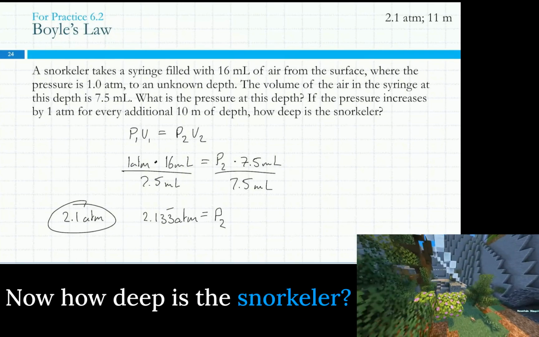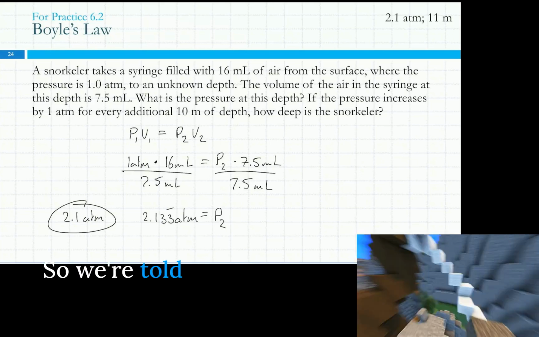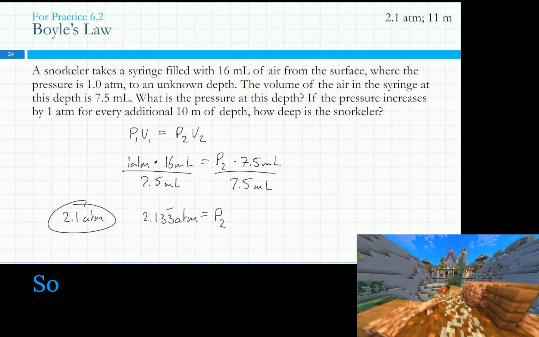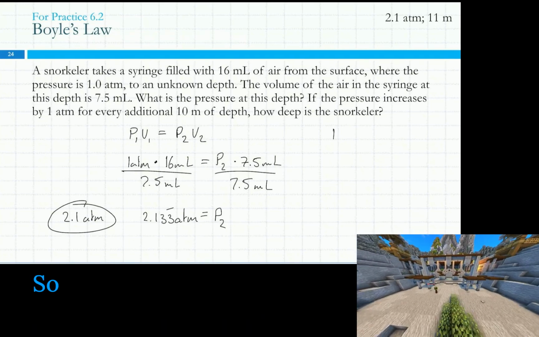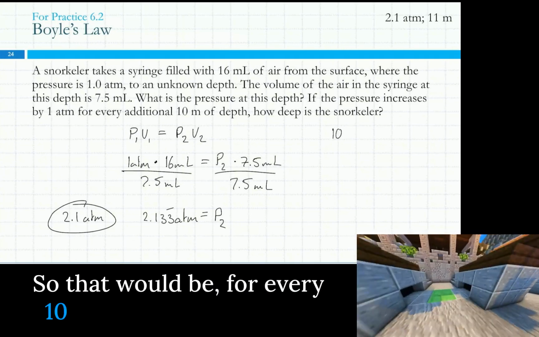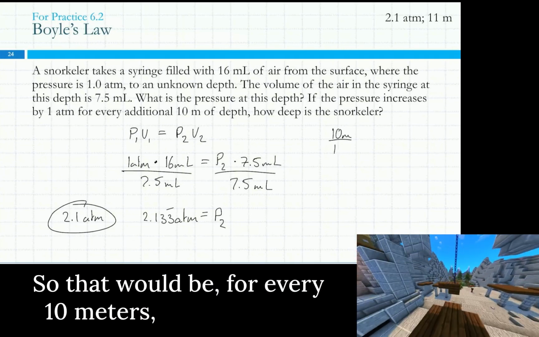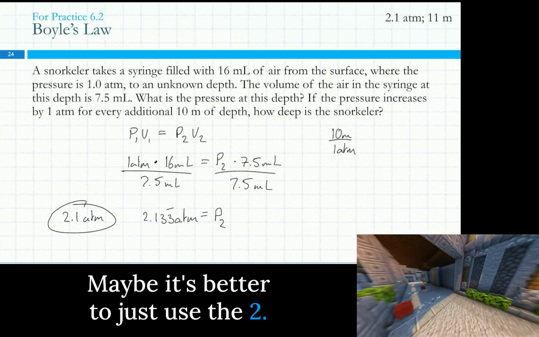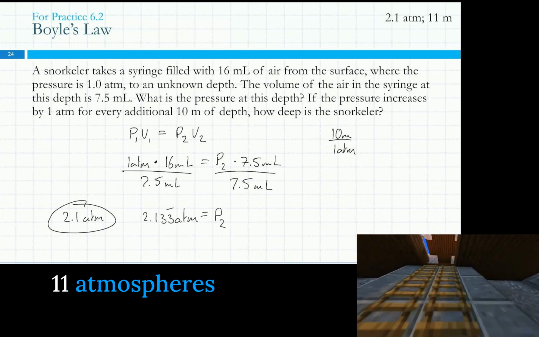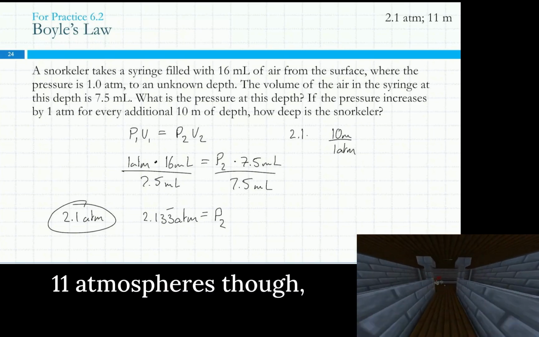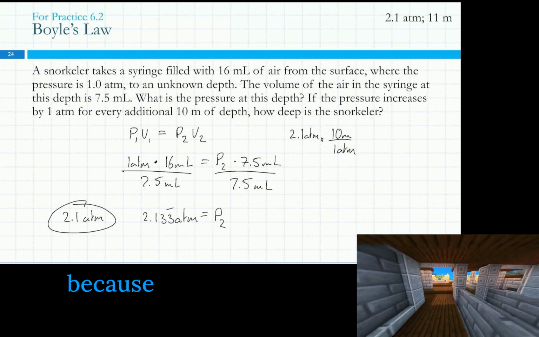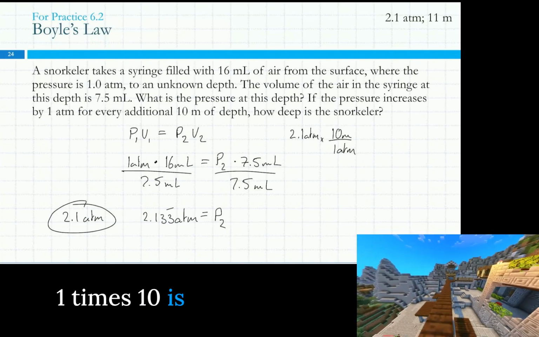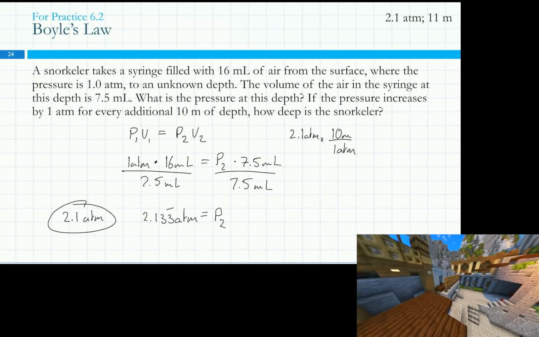Now how deep is the snorkeler? So we're told it increases by 1 atmosphere for every additional 10 meters of depth. So that would be for every 10 meters, 1 atmosphere. Maybe it's better to just use the 2.11. Right, so if I take the 2.11 atmospheres though, we do this right now because we have the solution, it's 11 meters. Right, but 2.1 times 10 is 21 meters. So why are those different?